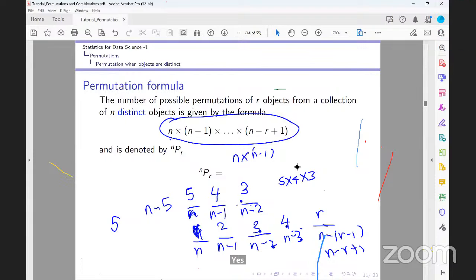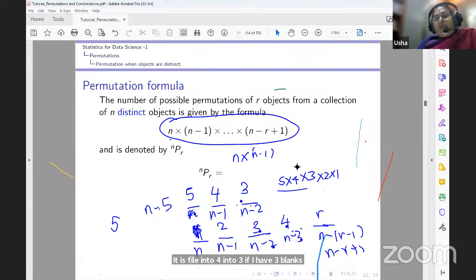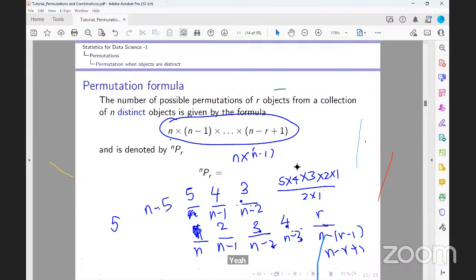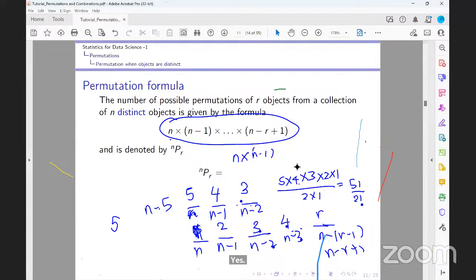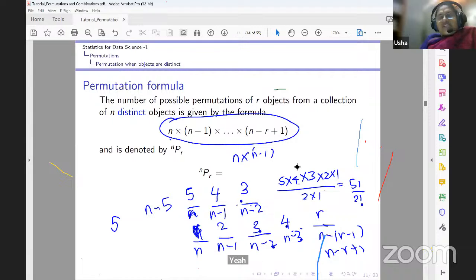So I can do the following here. I can multiply it with 2 into 1 and divide by 2 into 1. Now this is nothing but 5 factorial, and this is 2 factorial, right? So I can continue that. I can use the same idea here: multiply this with N minus R up to 1 and divide it with N minus R factorial.